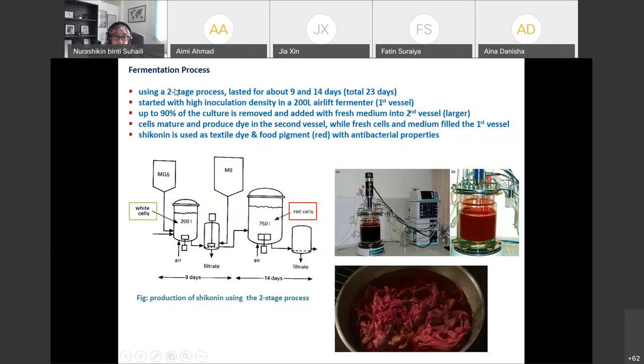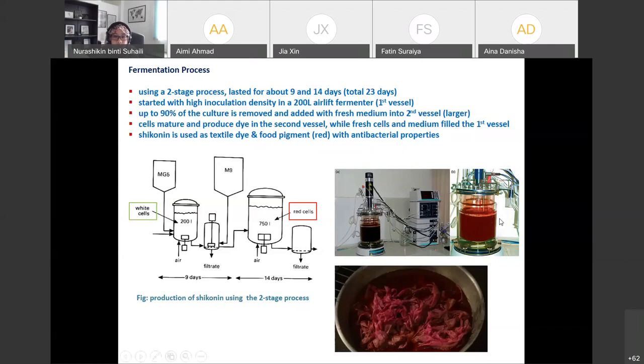Okay, so the way this shikonin cell is cultured, is incubated in the lab, it employs what we call a two-stage process. The total duration is 23 days. That's why I say it's not necessarily 1 month, but 1 month on average. So it also depends on the type of the cells that you're culturing.